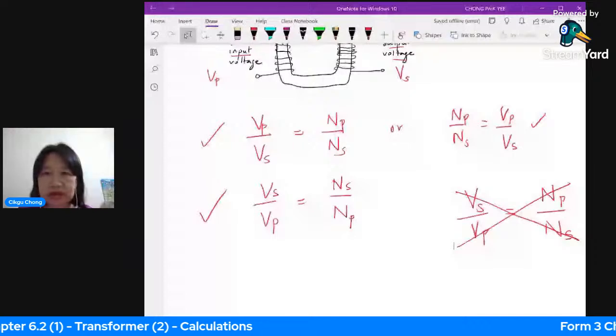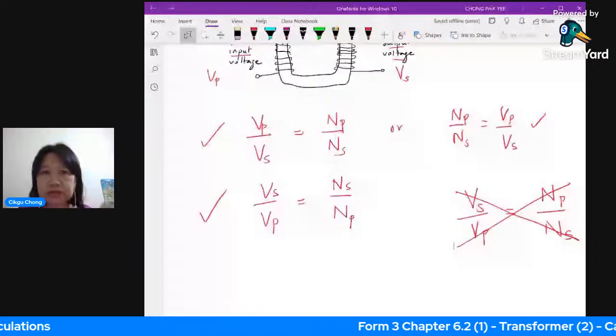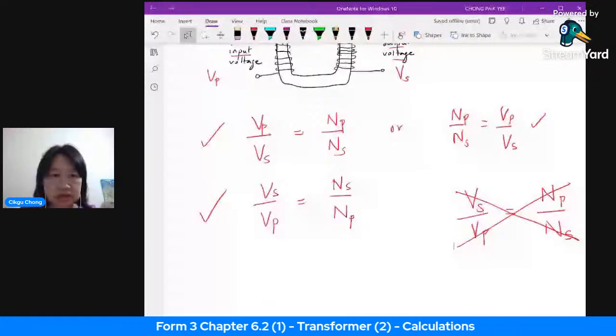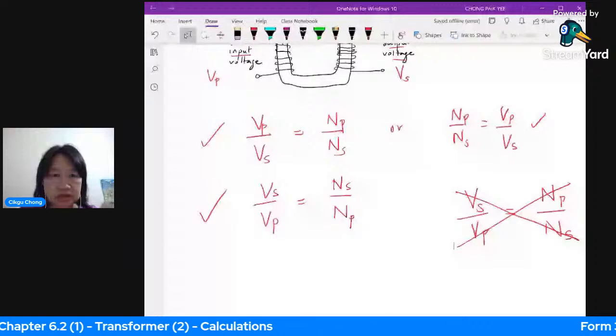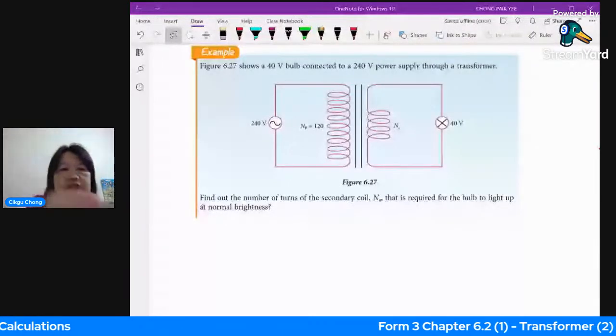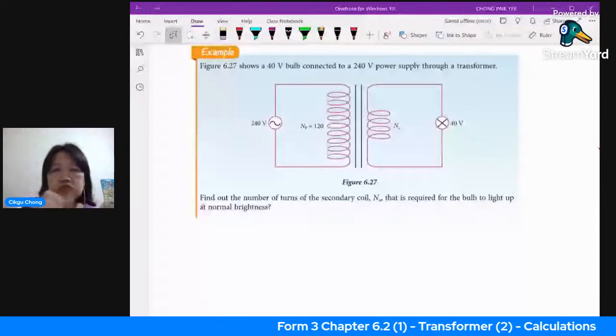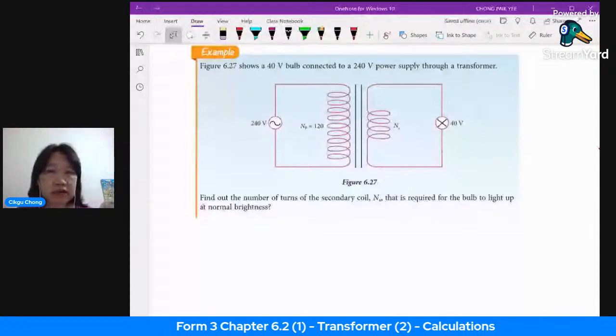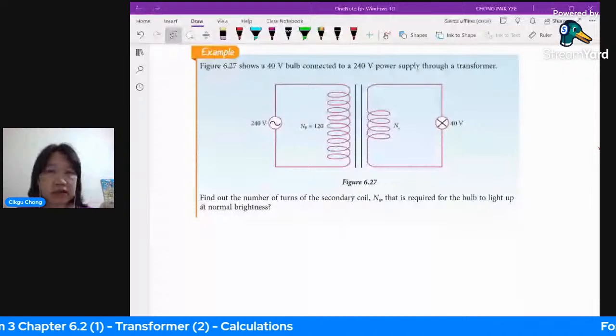Now let's try and confirm that with a sample question. It helps a lot if they already have the diagram. If you don't have the diagram, I encourage you to draw. As you read the question, you draw out the diagram. It helps you to visualize and to put your values at the correct place when you do the calculation.